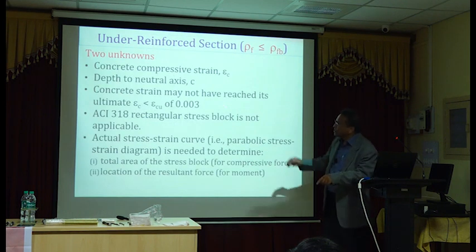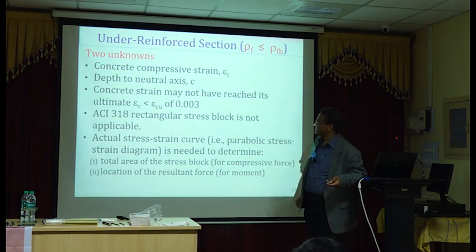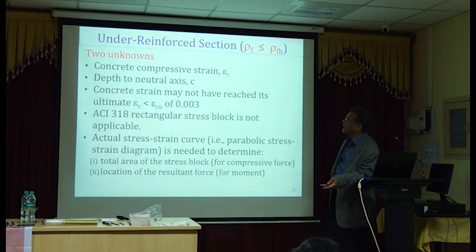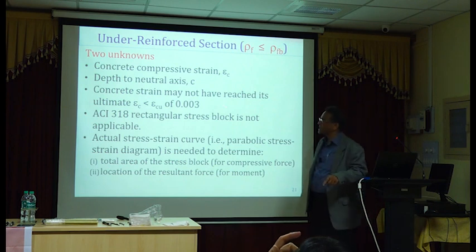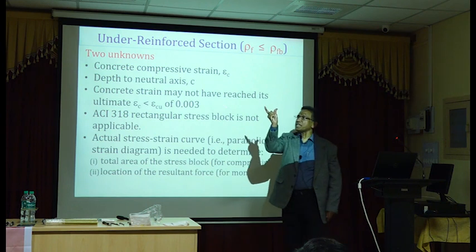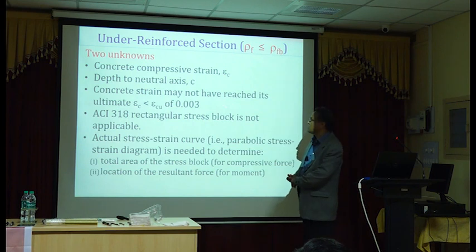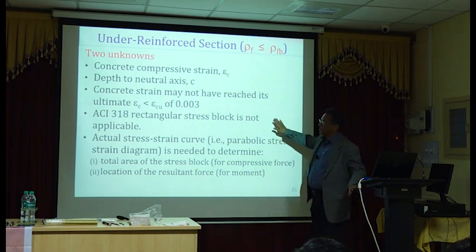Okay, but if you don't use that approximate method, then you need to derive some expressions. So we have two unknowns: concrete compressive strain epsilon c and the depth to neutral axis c. These are the two unknowns, and the strain may not have reached 0.003. Strain in concrete at the top fiber is not yet 0.003. Rectangular stress block is not applicable because unless you have a strain at the top of 0.003, the rectangular stress block, which is also known as Whitney's stress block, is not applicable.